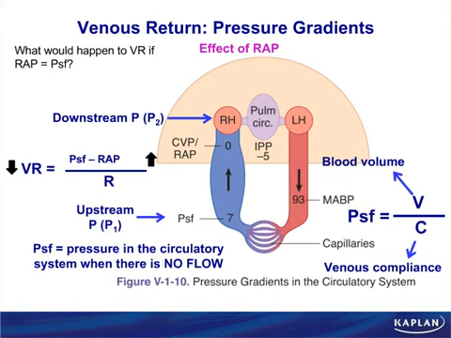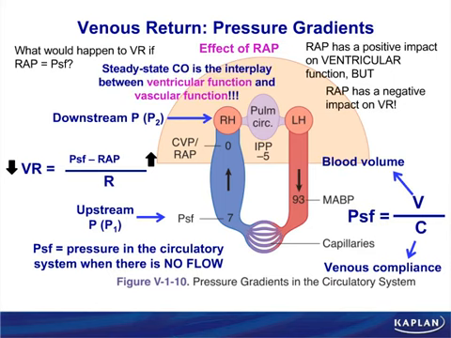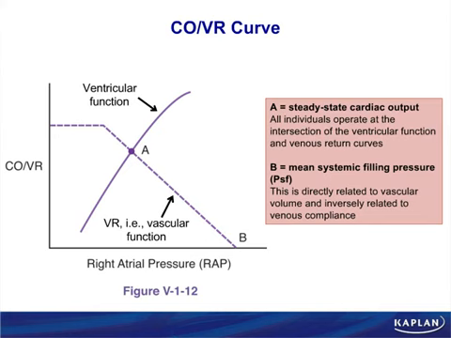So, to recap, right atrial pressure, that's the x-axis on a ventricular function curve. It has a positive impact on ventricular function, but it has a negative impact on venous return. And steady-state cardiac output, therefore, is the interplay between ventricular function and vascular function. And right atrial pressure has an opposite effect on the two. It enhances ventricular function, but it decreases vascular function. That's the big key.